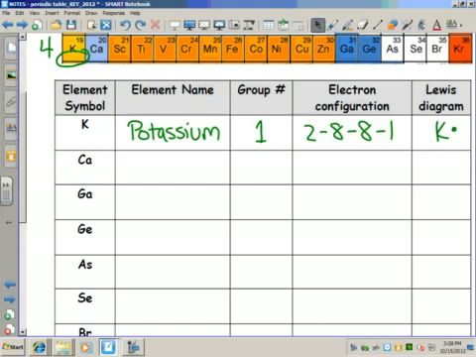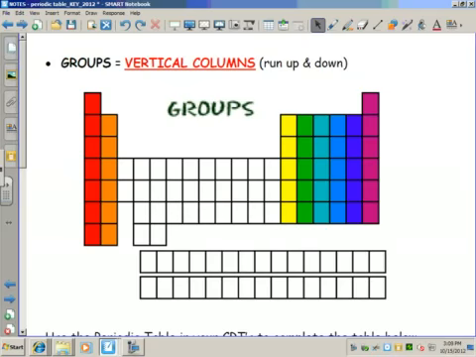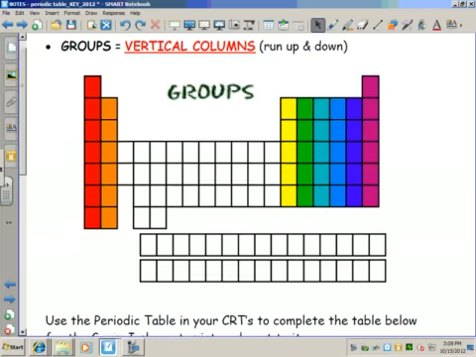What you'll do is continue to go through across the period for calcium, gallium, germanium, all the way, and take a look at the similarities and differences between really the electron configuration and the Lewis diagram. That's where I want you to focus. Looking for similarities and differences in the electron configurations and the Lewis diagrams. Then we're going to work on the groups, the vertical columns.